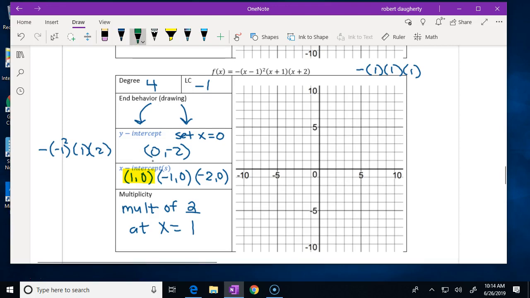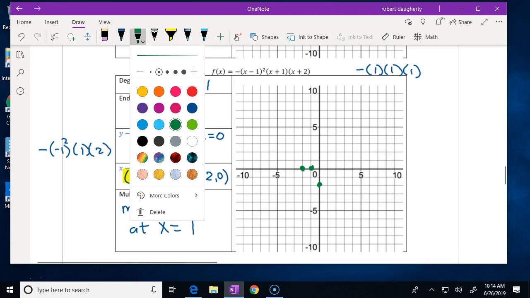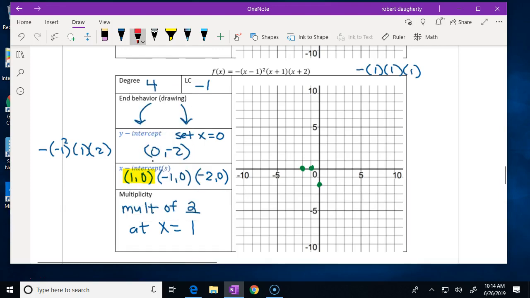So I'm going to use the green dots. Where do I cross the axis? At (-1, 0), at (-2, 0), and my y-intercept of (0, -2). Where do I not cross the axis? I do not cross at x equal 1. Okay. So in graphing this, my end behavior, I'm going to need to go up right here. And so can I cross here, cross here?